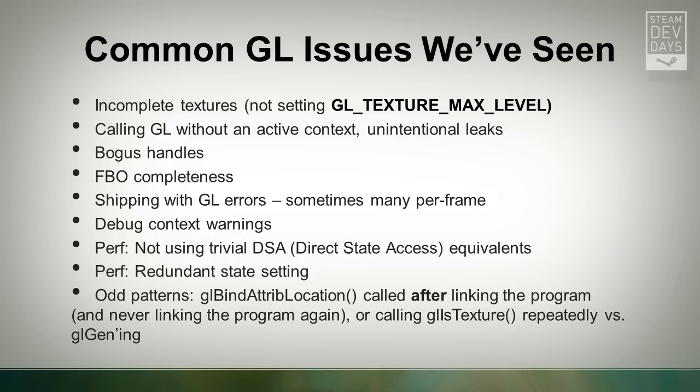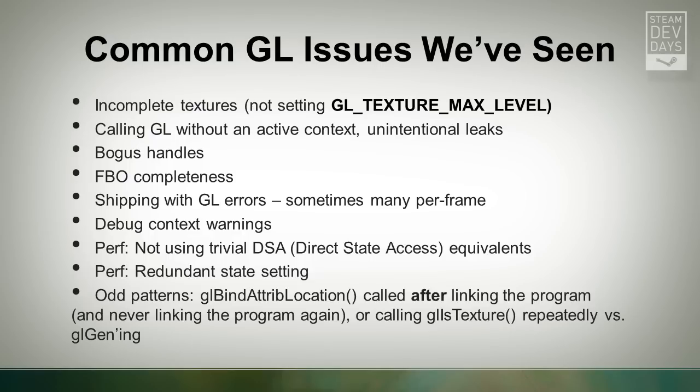Calling GL without an active context can be really bad, and it can be super bad if you leak. And if you leak over time, you crash. So we do our best to warn you and give you errors about things like that. I've seen other things like bogus handles. FBO completeness is kind of annoying. The problem with that is you can test on one driver and think that your frame buffer objects are complete, but in reality, you should test on all the drivers because some drivers validate more than others.